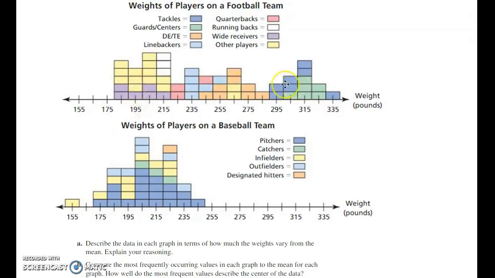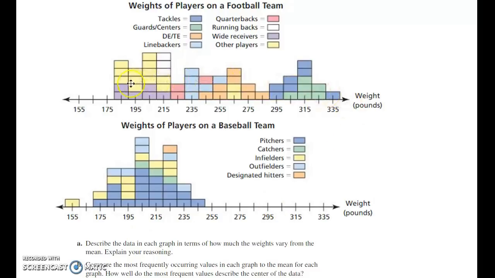Now, also looking at this, notice which values occur the most. What do they tell us about the data? Okay, on the football team, we have the values right around 200, 210, 215 occurring the most. Is that the middle of the data? What about here on the baseball team? We have this occurring the most. Does that coincide with the middle of the data, with the average?